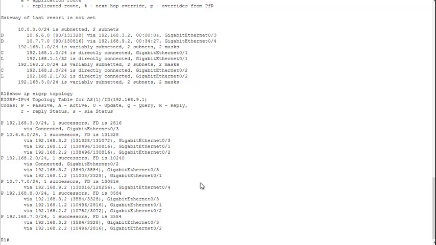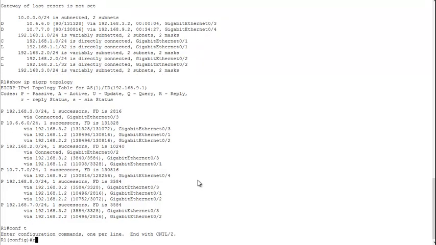So let's go ahead and demonstrate unequal metric load balancing, or unequal metric routes being put in the routing table. We'll use the variance command.